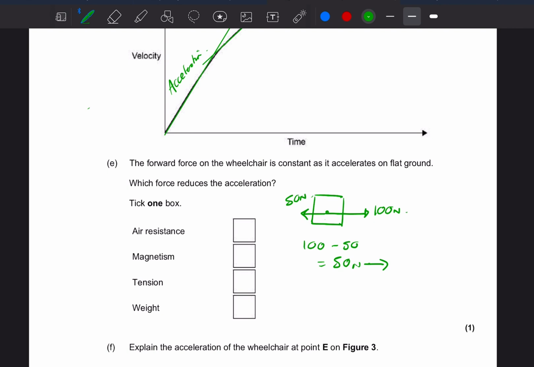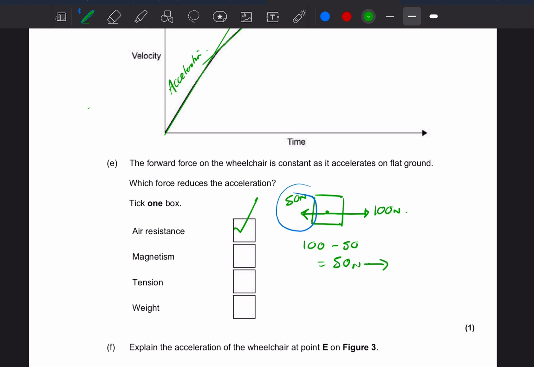So what are these backward forces then? What forces is this 50 newtons? Well, it could come from friction, the wheels rubbing against the surface, or it could come from air resistance, because the wheelchair is traveling through the air, so it's going to be colliding with air particles, causing some resistance there. Let's see what options we've got and which ones make sense. First one we've got is air resistance. We've already said that that's probably going to be the reason. Magnetism, nope. Tension, nope. Weight, nope. It's going to be air resistance. So air resistance is going to reduce the acceleration.